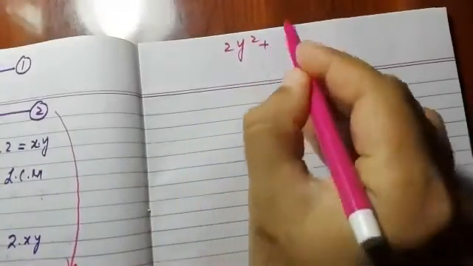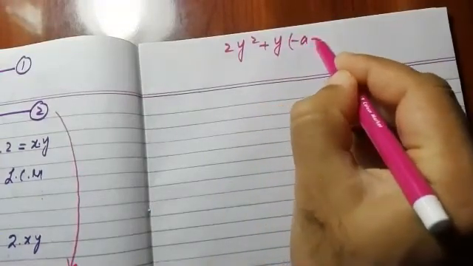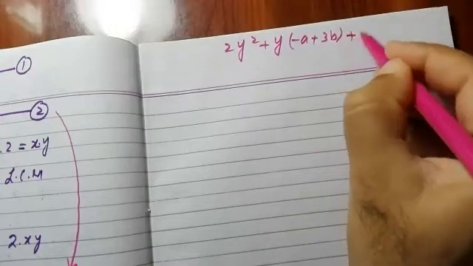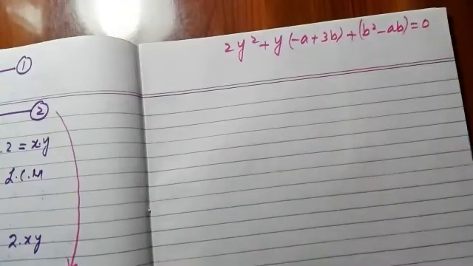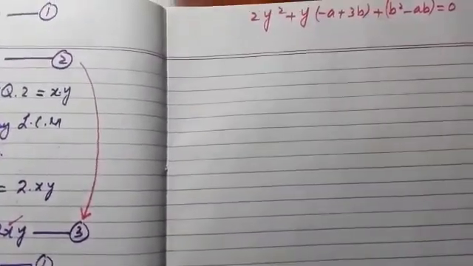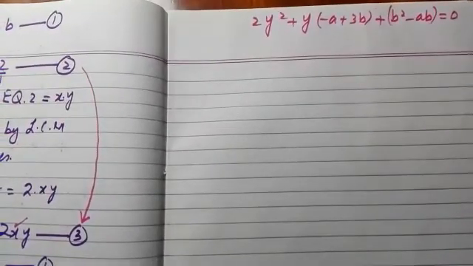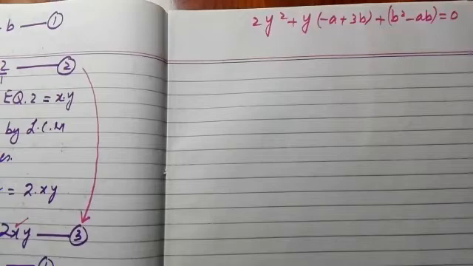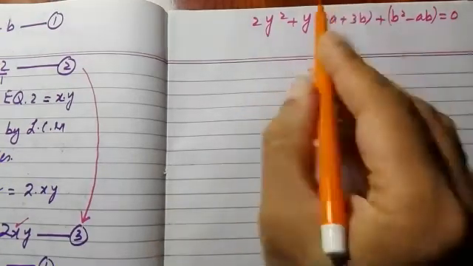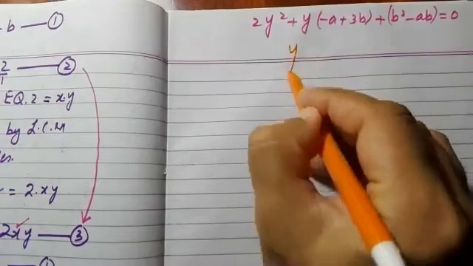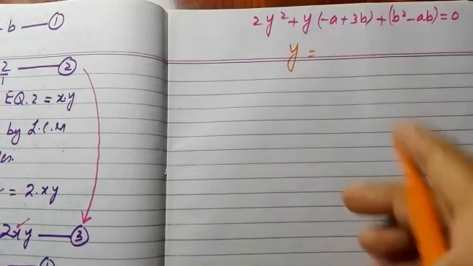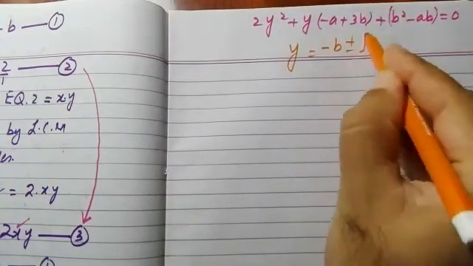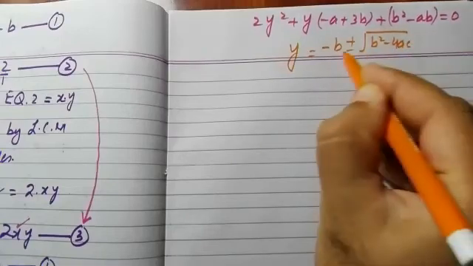2y square plus y minus a plus 3b plus b square minus ab equals to 0. So this is a quadratic equation. So for the application of the quadratic formula, we will have to separate the terms of a, b, c, and I will also write the quadratic formula so that we can apply it. You know that the quadratic formula is, because the variable is y, so the formula will be of the form: minus b plus minus root of b square minus 4ac over 2a.